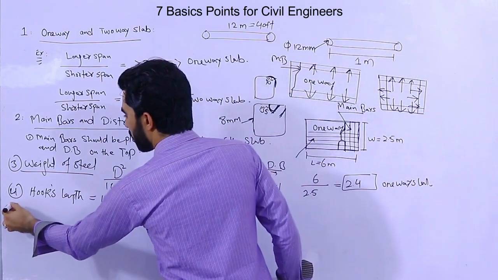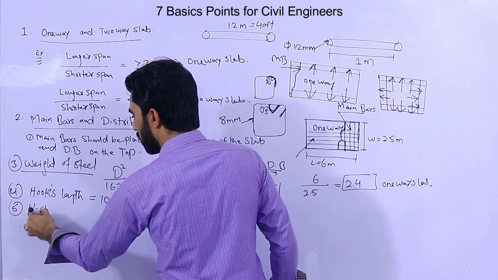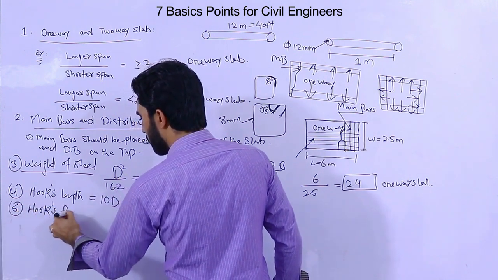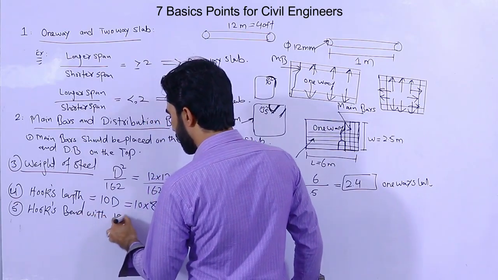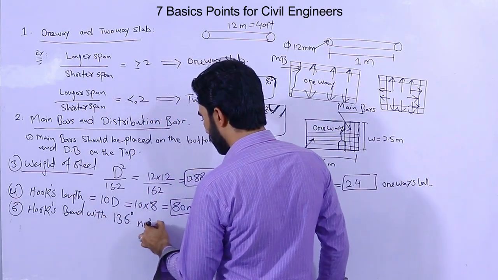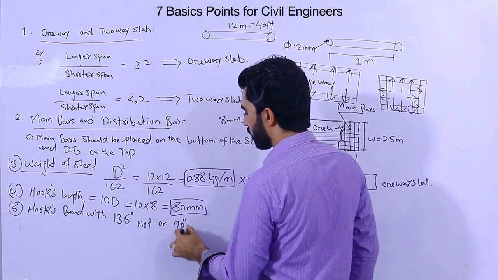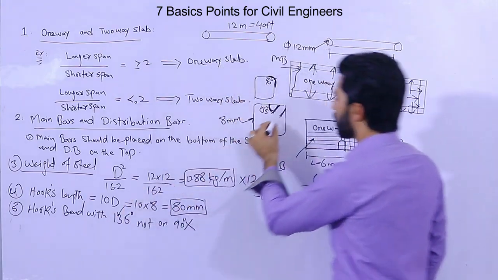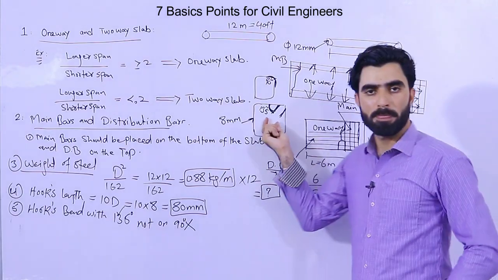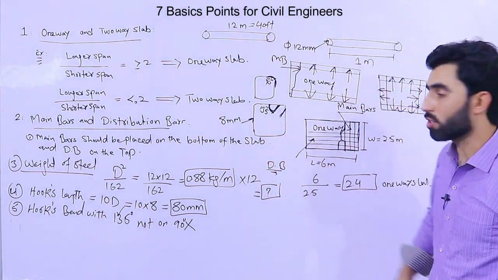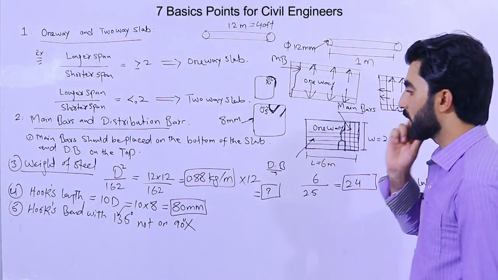Okay, the fifth one is hooks bend with 135 degrees, not 90 degrees. So this is wrong and this is right. This is the correct way. A 90 degree hook cannot resist during an earthquake for beam, column, etc. Okay, so this is the fifth point.